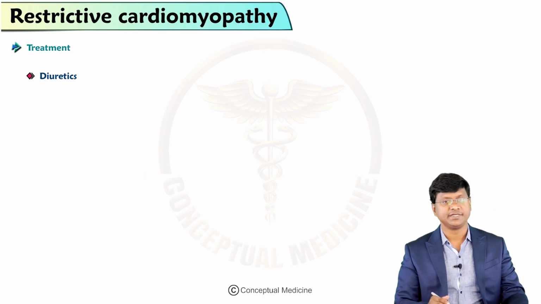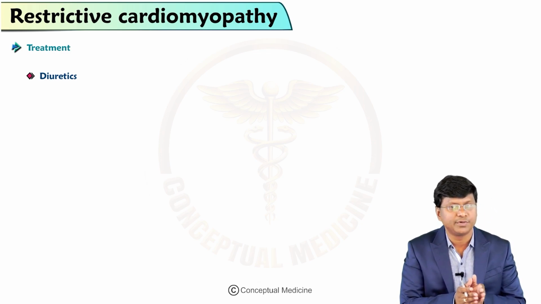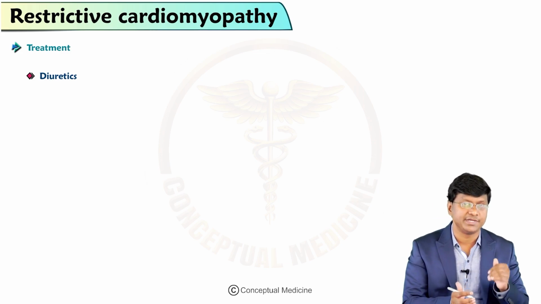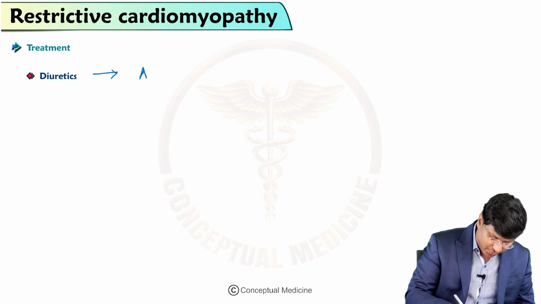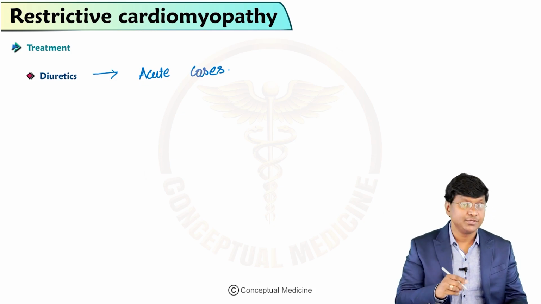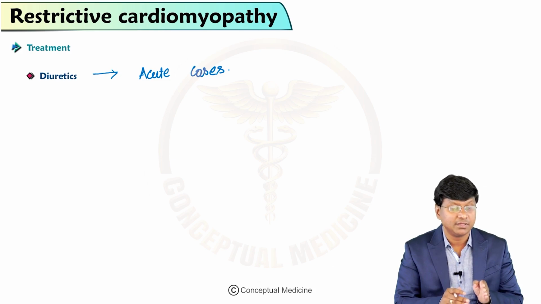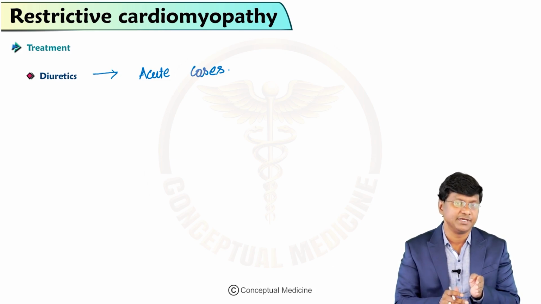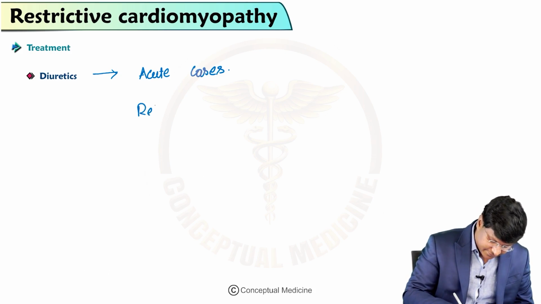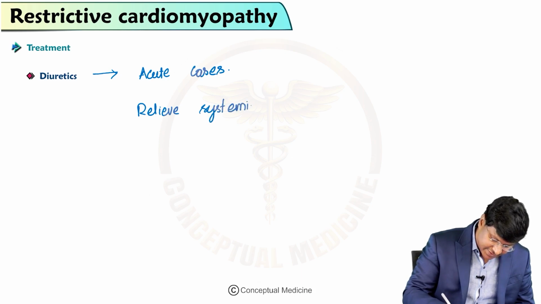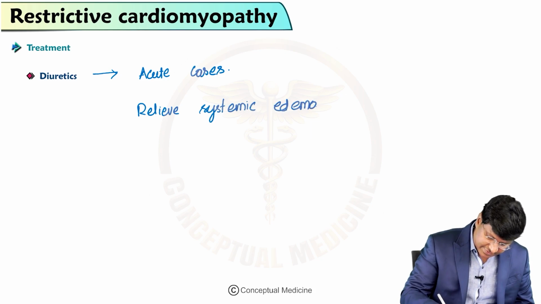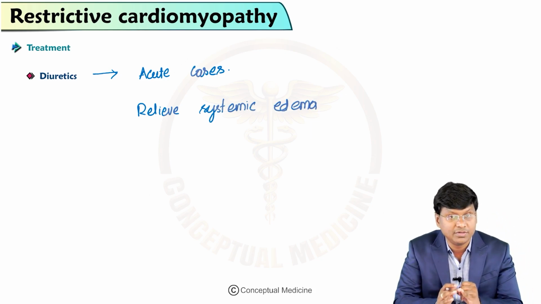Next, coming to the treatment. First and foremost, the very important group of drugs that you have to give in acute cases will be diuretics. When you give diuretics in acute cases, it will help in relieving the pulmonary edema. It will relieve the systemic edema. What do you mean by the word systemic edema? That is, the pedal edema will be relieved, and ascites will be reduced, okay?